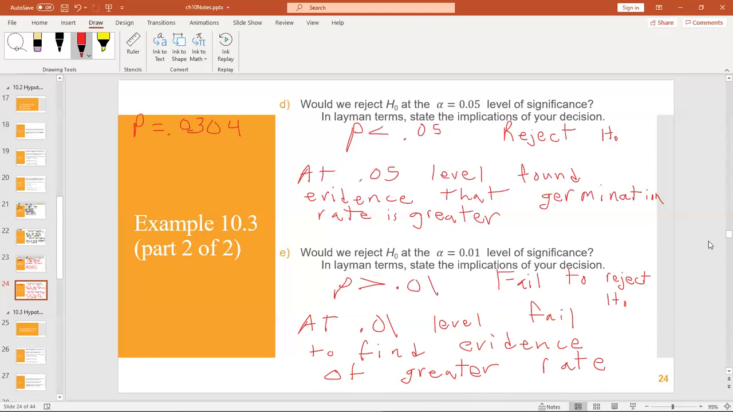Okay, so that is hypothesis testing for sample proportions. We're going to do something similar for sample means. A lot of this process is going to be the same, but there will be a few added little twists to it that we'll get to when we get to the final section.